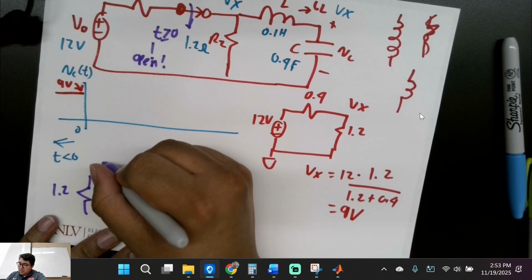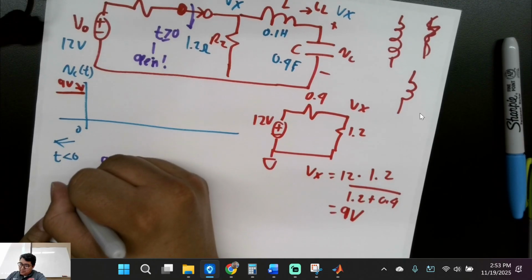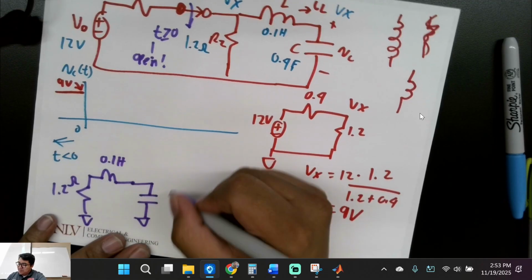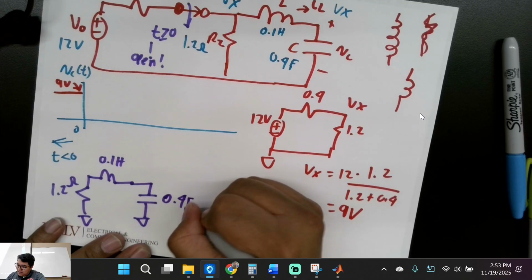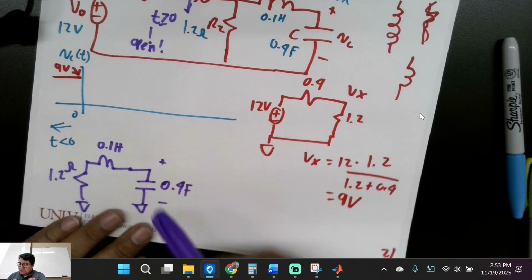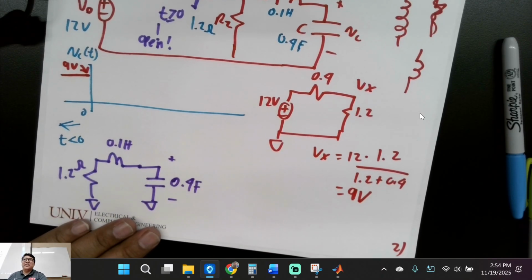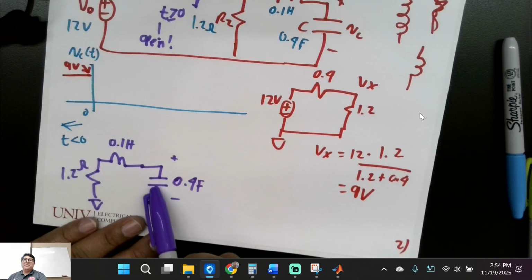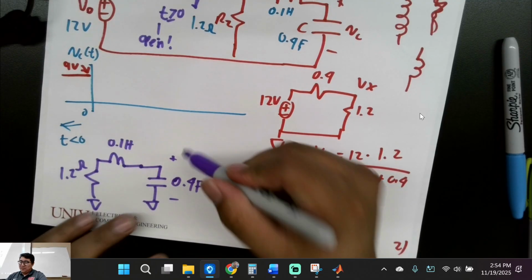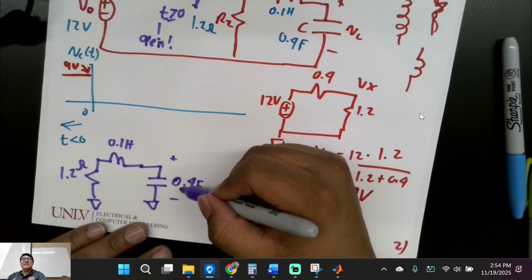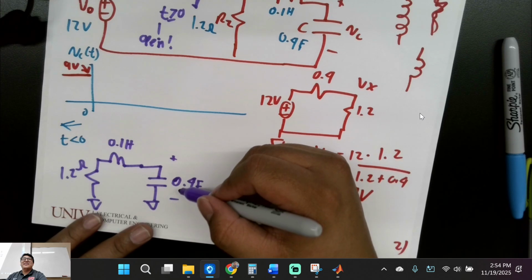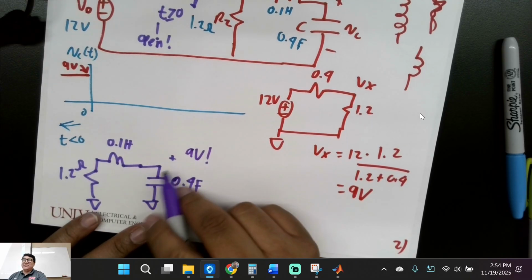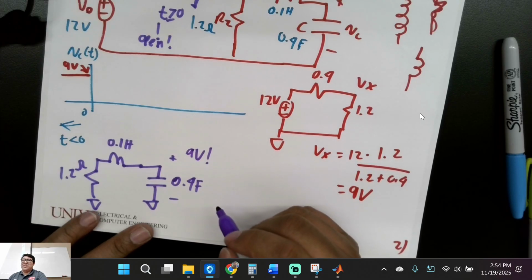1.2 ohms, 0.1 henries. Put the resistance here. Capacitor. I'm going to draw a ground symbol. 0.4 farads. Is that looking good? So we have this capacitor. It's got some charge in it. What's the voltage in this? 9 volts. It's just a bank, just storing some type of charge in there.